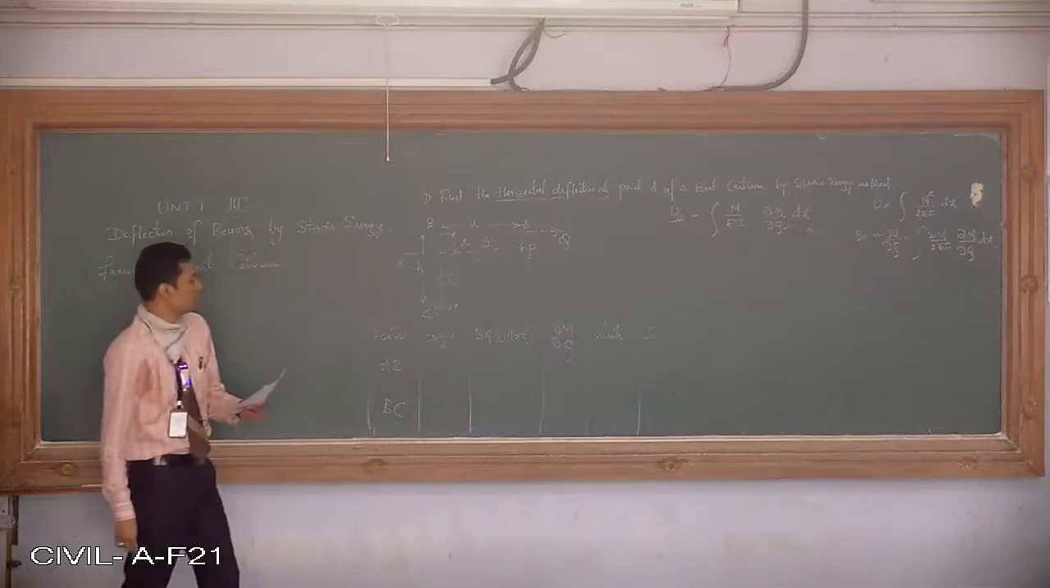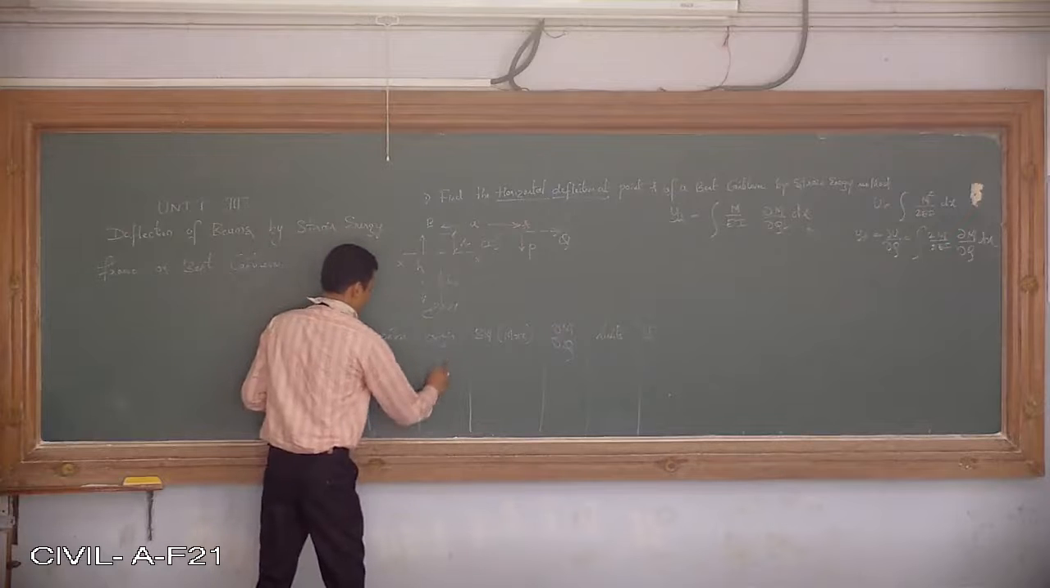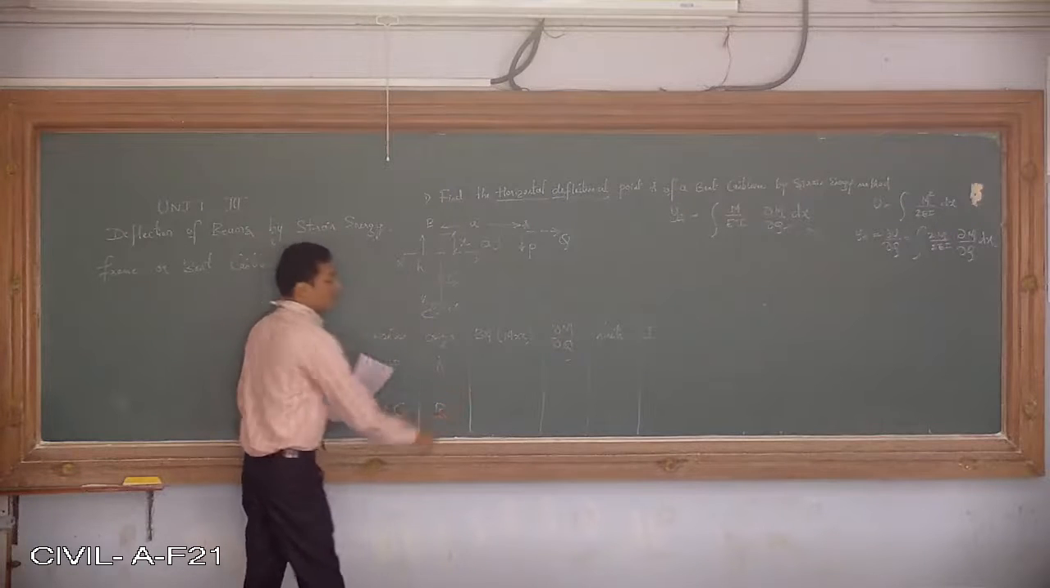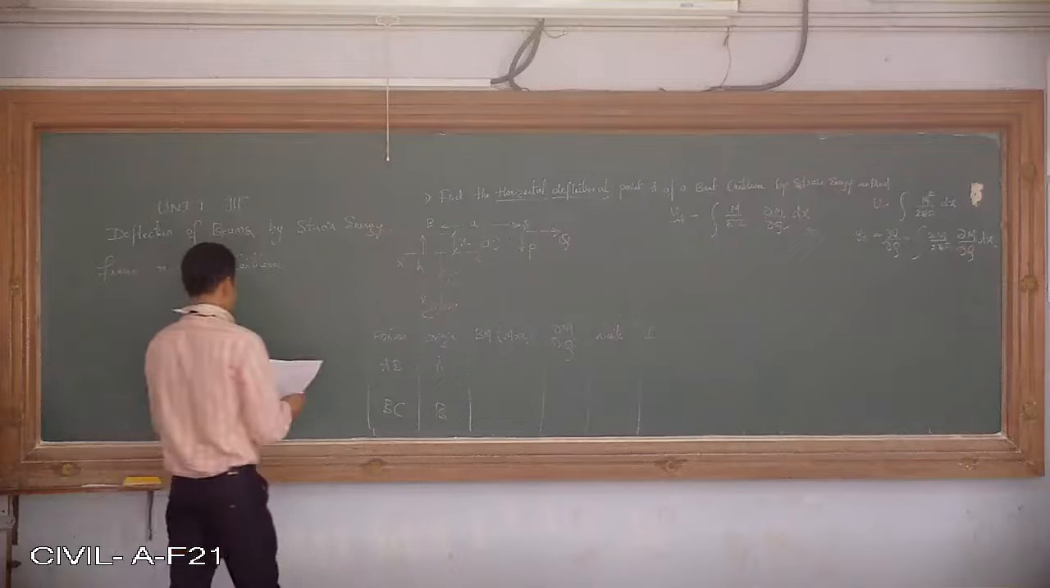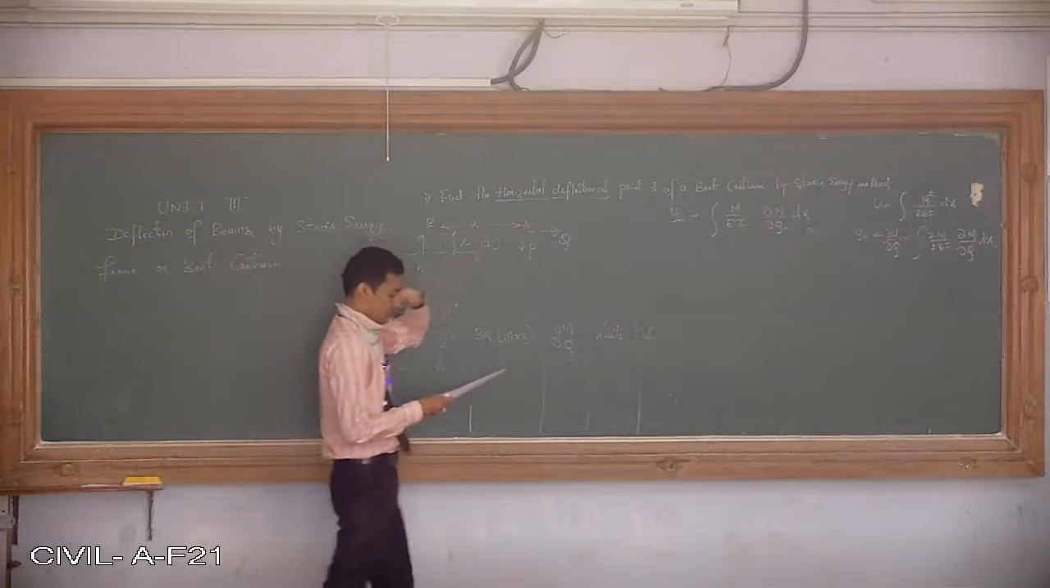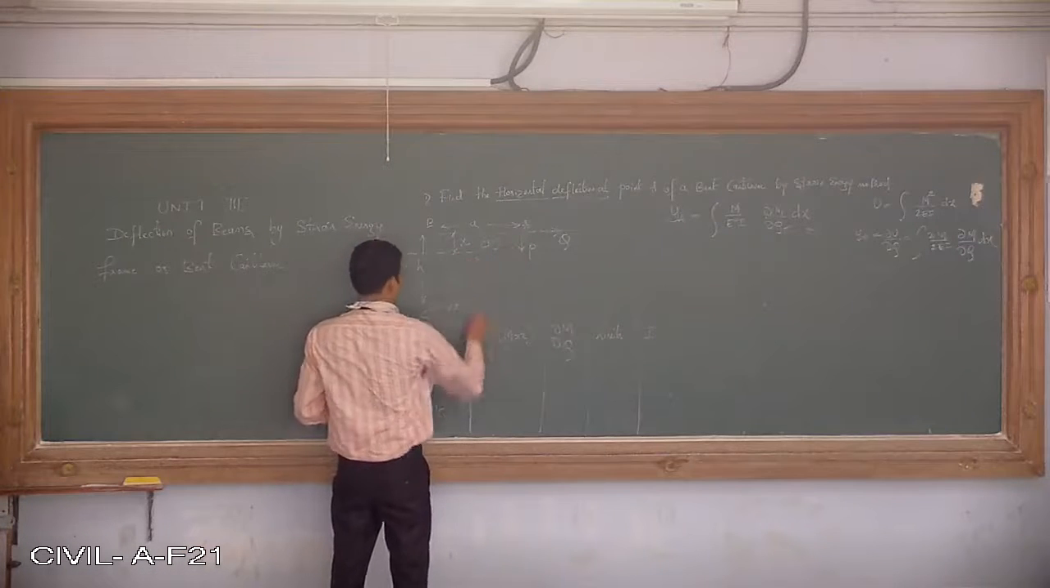AB and BC. The origin of portion AB will be A, for BC will be B, because the first alphabet stands with the origin. Next, bending moment with respect to X, taking A as the origin. So what will it be? It is P into X.